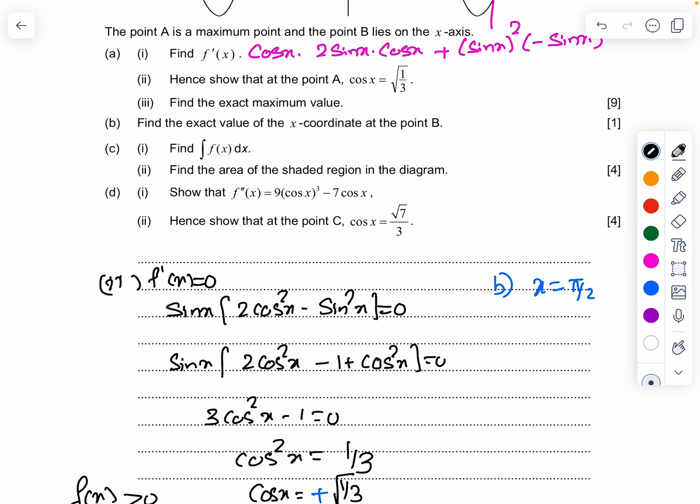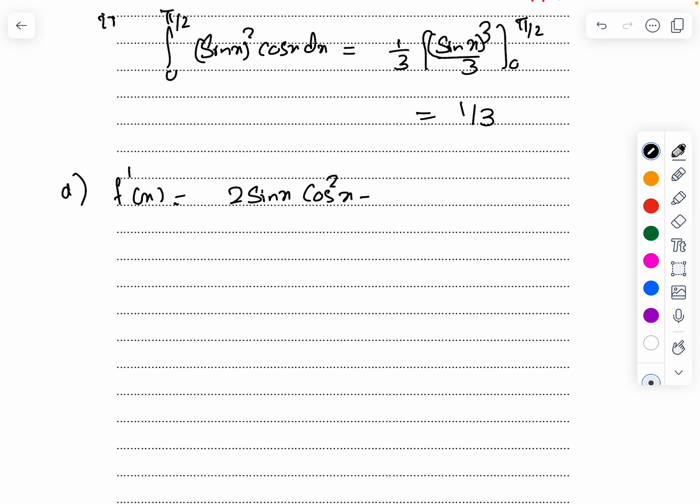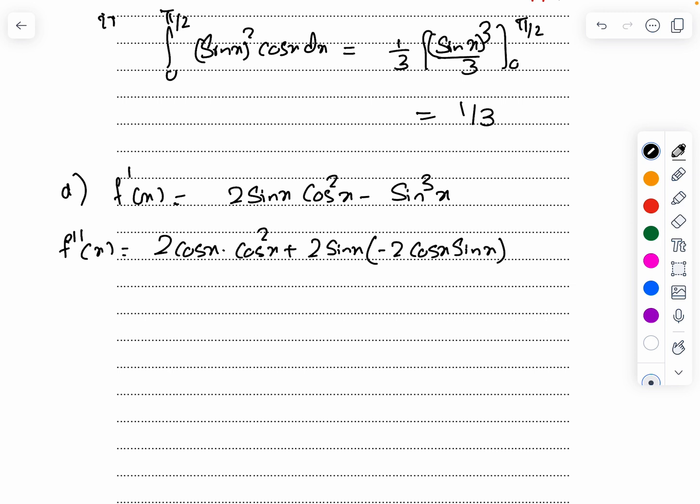Now part D, show that f double prime x is equal to something, and hence show that at point C, cos x equals root 3. So first of all, we got f prime x. What was that? 2 sin x cos square x minus sin cube x. Then f double prime x will become 2 cos x times cos square x, plus 2 sin x times minus 2 cos x sin x, minus 3 sin square x cos x.